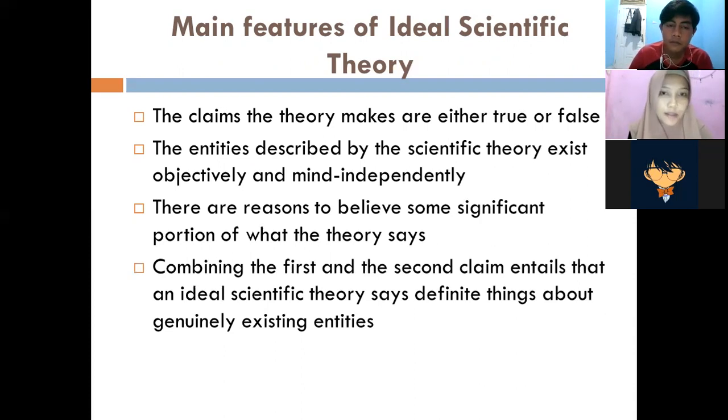There are several claims held by scientific realists. Some of them are here. The claims the theory makes are either true or false. The entities described by the scientific theory exist objectively and mind independently, as the first presenter explained.